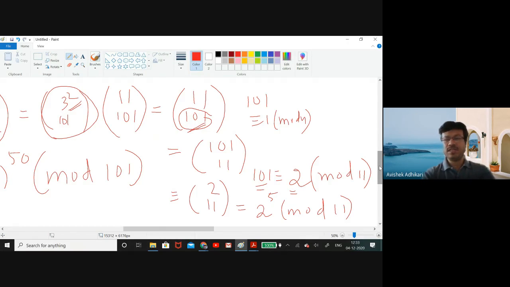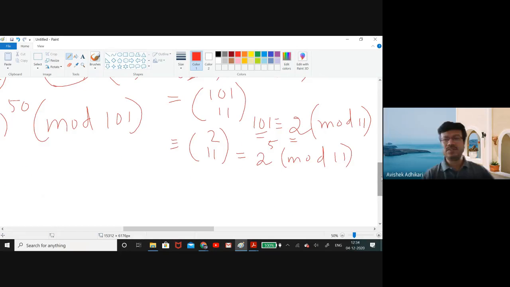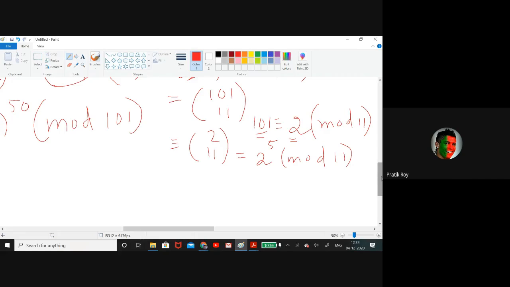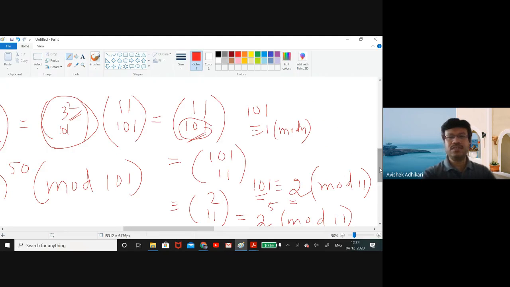Tell me quickly, what is this value? 9, sir. 9. So minus 10. Yes, 10, sir. 10 modulo 11 means minus 1 modulo 11. That means this value is minus 1. That means 99 is a quadratic non-residue modulo 101. Clear?